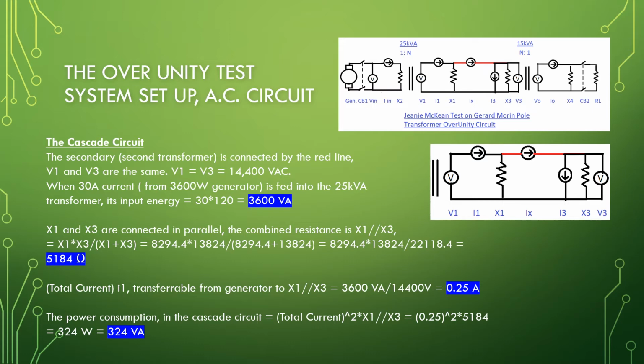Total current I1 transferable from the generator to X1 parallel X3 equal to 3600 VA divided by 14,400 volt equal to 0.25 ampere. The power consumption in the cascade circuit equal to total current square times X1 parallel X3 equal to 0.25 square times 5,184 equal to 324 watt equal to 324 VA.